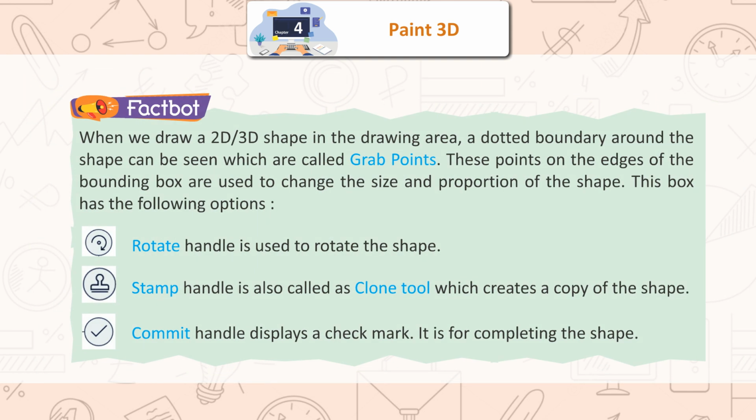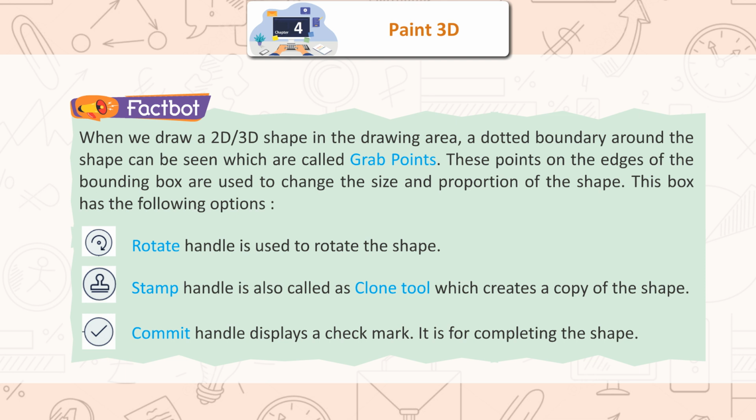Factbot. When we draw a 2D or 3D shape in the drawing area, a dotted boundary around the shape can be seen, which are called grab points. These points on the edges of the bounding box are used to change the size and proportion of the shape. This box has the following options. Rotate. Rotate handle is used to rotate the shape. Stamp handle is also called as clone tool, which creates a copy of the shape.